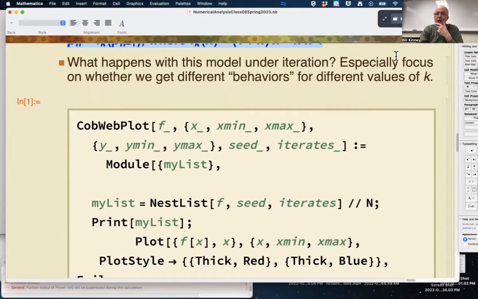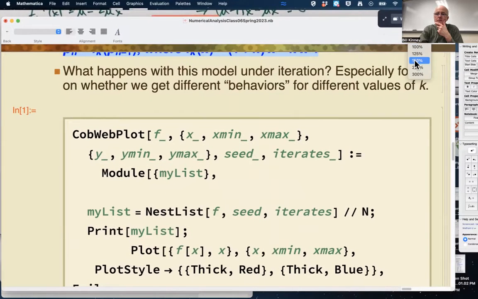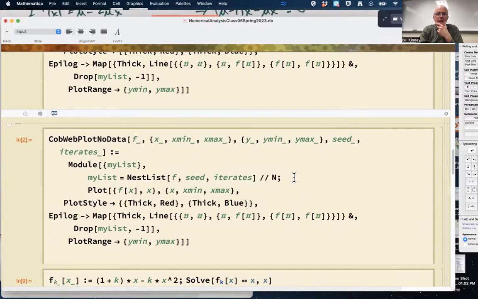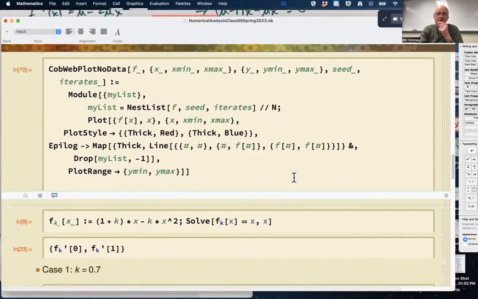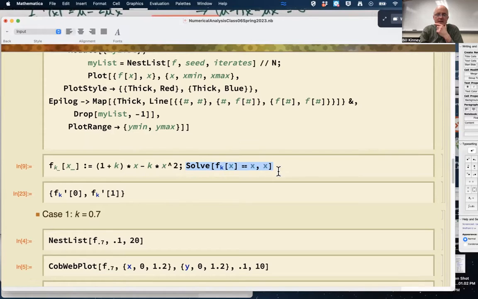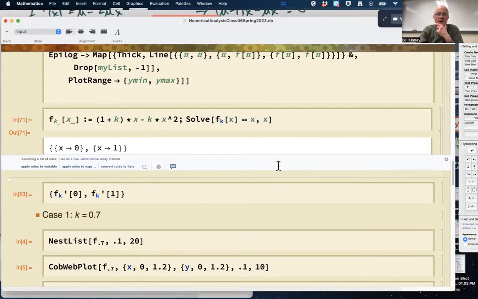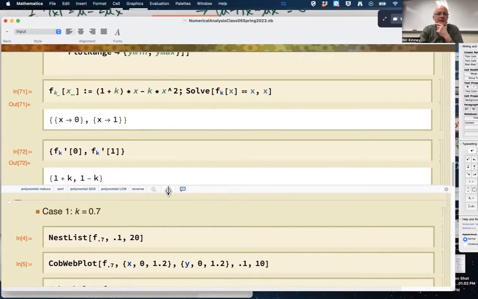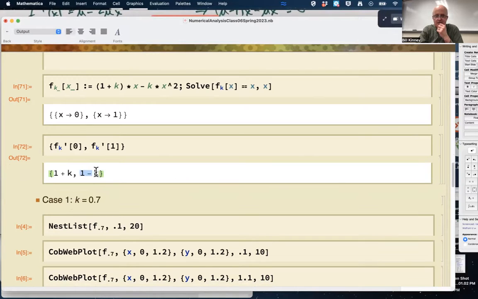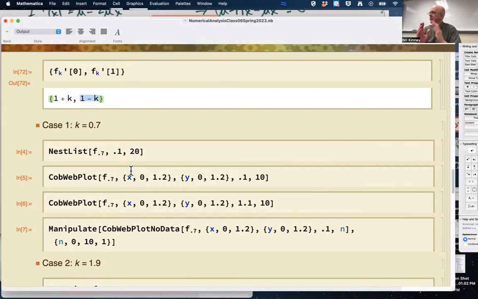We are going to use the cobweb plot code now. I also have a cobweb plot code with no data, so I don't see any numbers. If I'm going to use that, it runs faster. By the way, we can confirm with Mathematica's Solve command that the two fixed points are 0 and 1. We can confirm their derivatives at 0 and 1 are 1 plus k and 1 minus k. We just did this calculation of 1 minus k a minute ago. All right, what happens when k is 0.7? Remember, the interesting thing is probably going to be k is 2. But what happens when k is 0.7?